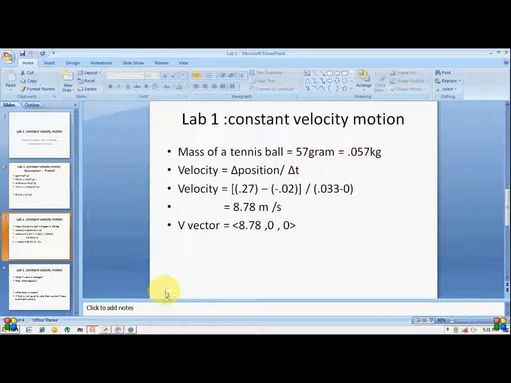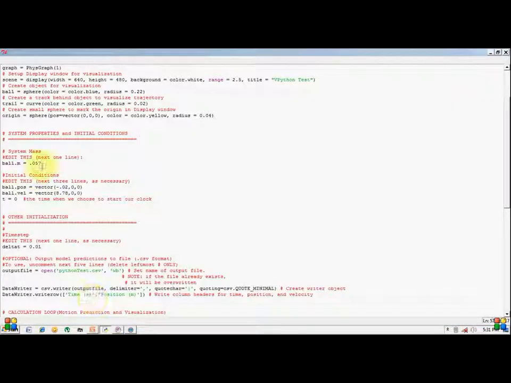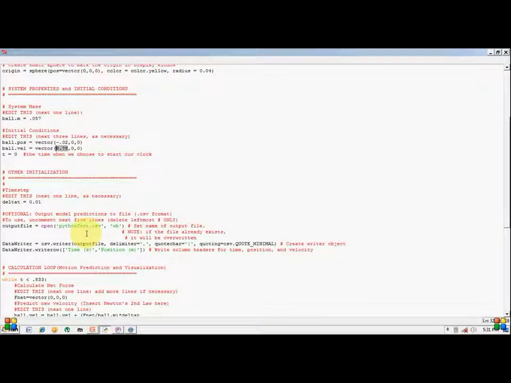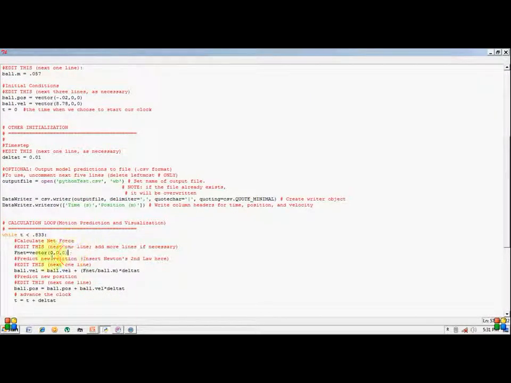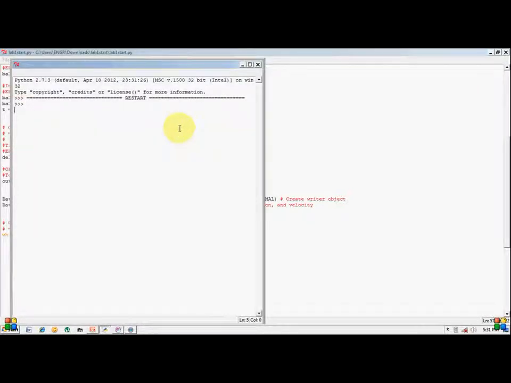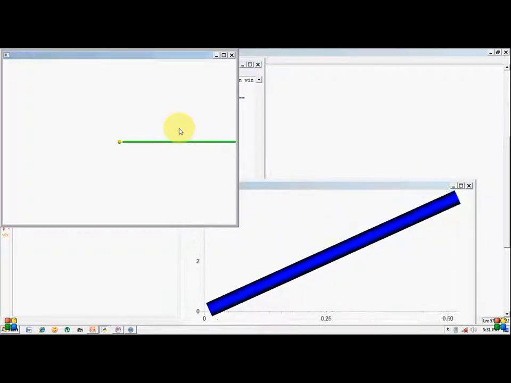We construct a computer model for the motion of a tennis ball by using VPython. In VPython we write 0.057 as the mass of the ball, minus 0.02 as the initial position, and 8.78 as the velocity of the ball, and F net is equal to 0. When we run it, we will see that the ball moves in the positive x direction.